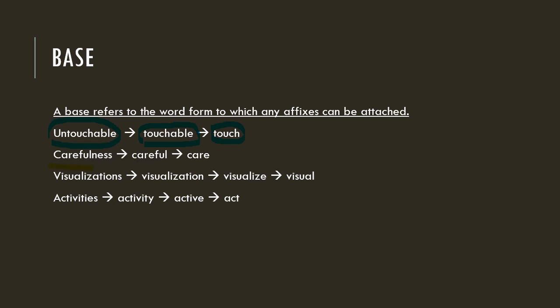Let's have a look at the second example. Here we have the word carefulness. What is the base of carefulness? In this case, you need to eliminate one affix. We can eliminate this one as the affix that comes later. So the base of the word carefulness is careful. Then if I ask you, what is the base of the word careful? It is care. How can you know? We can simply eliminate the affix here.